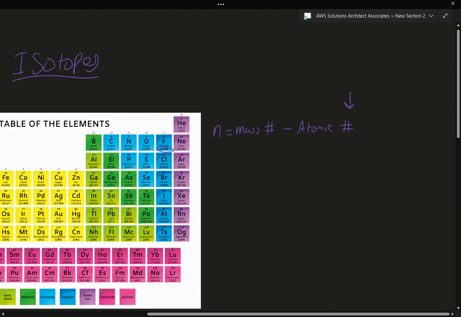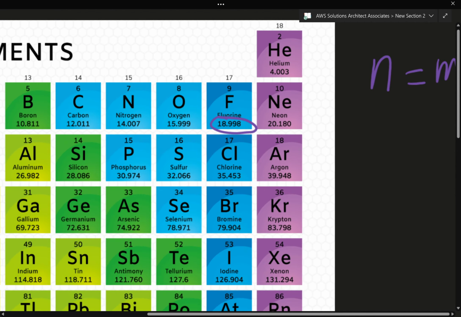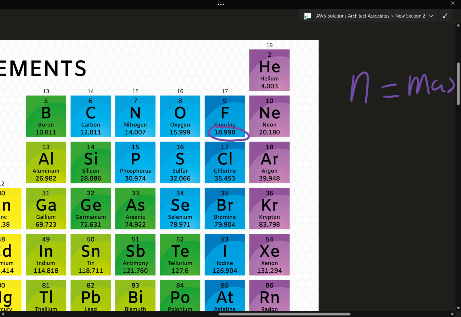Another way to remember this is you look inside of the box, you take the big number inside of the box minus the small number inside of the box, all right? Big number minus small number. The big number inside of this box is 40. Remember to always round the big number. So 40 minus 18.